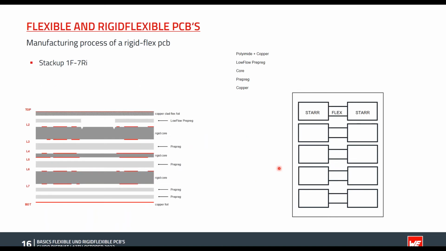Now I would like to show you a manufacturing process from the rigid flex circuit board. Due to time constraints, I can only show you a highly summarized presentation. As an example, I have chosen a 1F7RI rigid flex stack-up: one flex layer and 7 rigid layers.